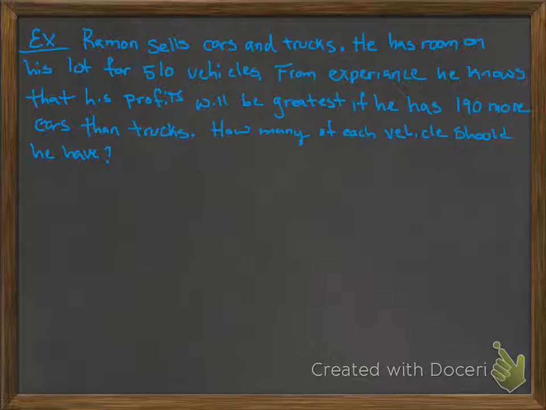Okay, let's try another one. Ramon sells cars and trucks. He has room on his lot for 510 vehicles. From experience, he knows that his profits will be greatest if he has 190 more cars than trucks. How many of each vehicle should he have?